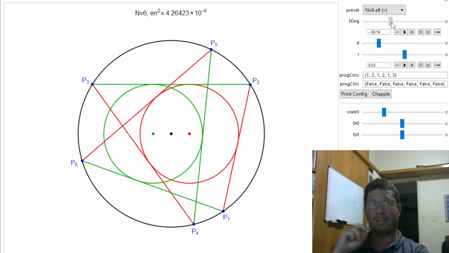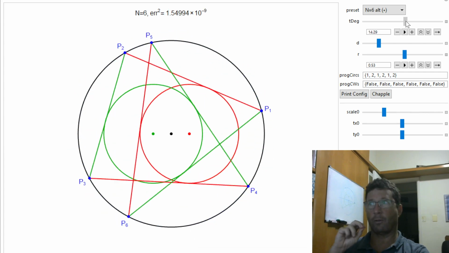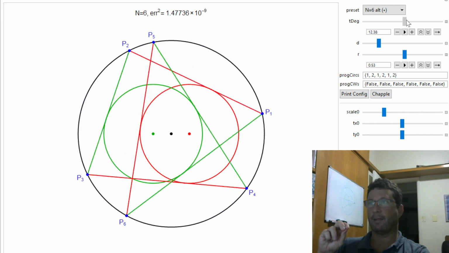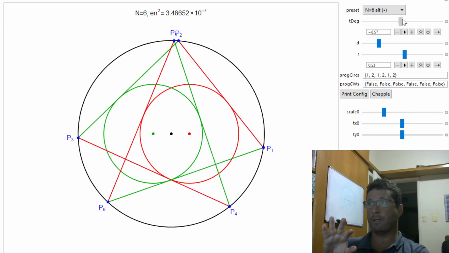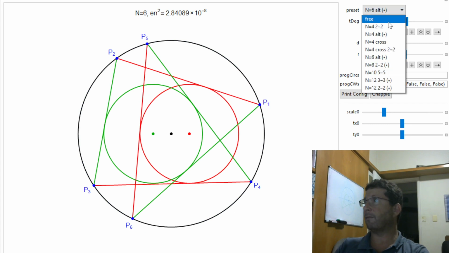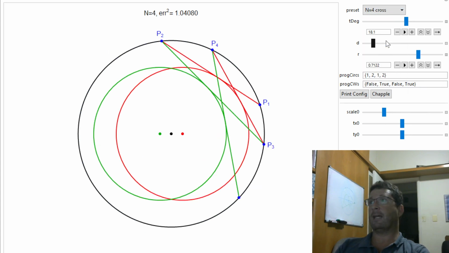So this maintenance of approximate closure is not a guarantee. It only happens for certain configurations. I'm not sure which ones they are. For example, let's look at another one that I prepared here. Here's an n equals 4 cross. So what do I mean by n equals 4 cross? I'm starting from P1, and then I'm running a tangent with respect to the red caustic, and then from P2, I'm being tangent to the green one, but I'm actually picking the reverse tangent.